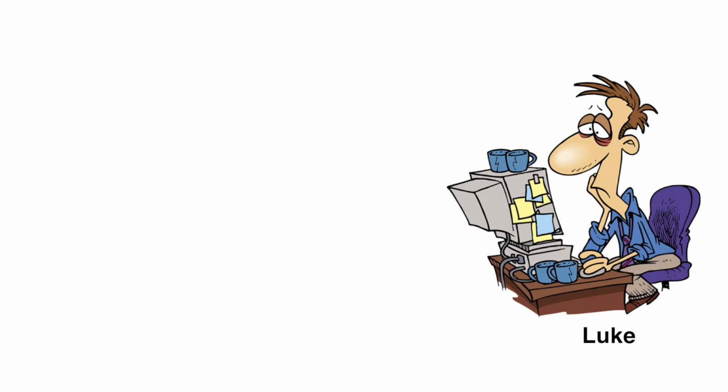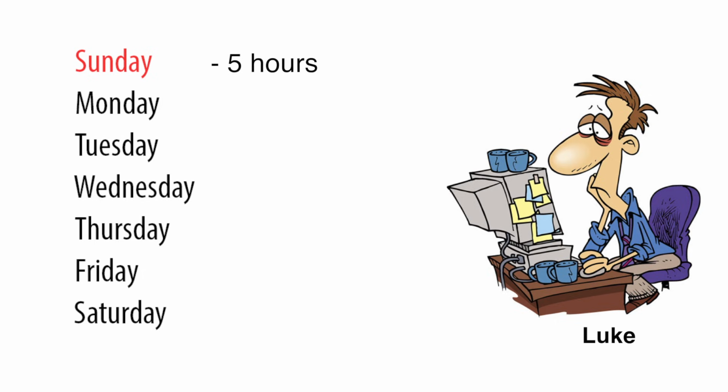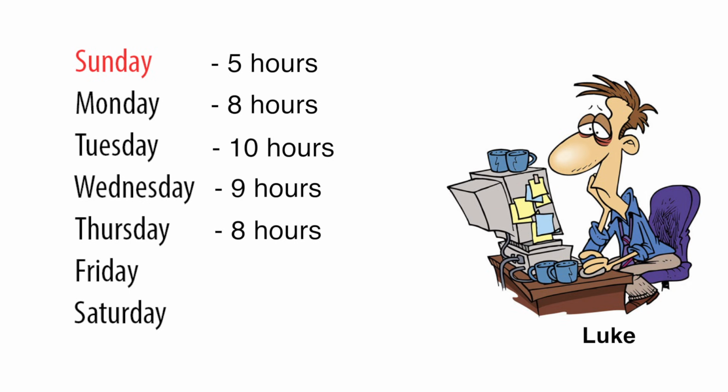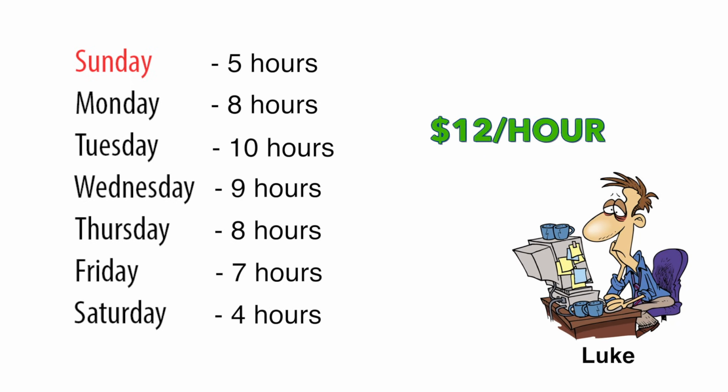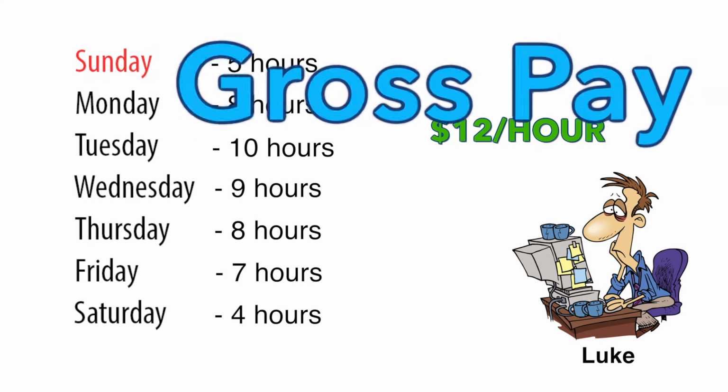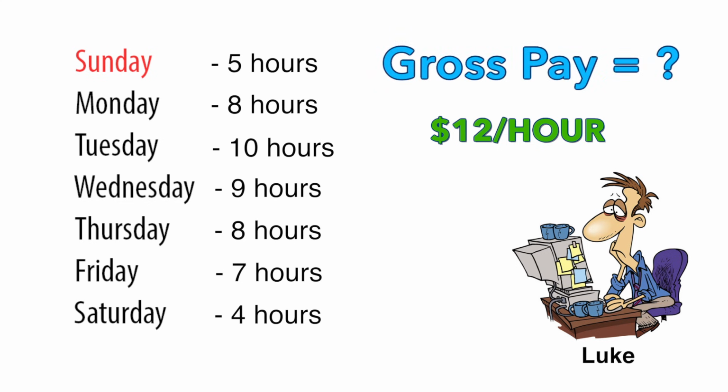Here's an example. Luke works 5 hours on Sunday, 8 hours on Monday, 10 hours on Tuesday, 9 hours on Wednesday, 8 hours on Thursday, 7 hours on Friday, and 4 hours on Saturday. If he is paid $12 an hour, what is his gross pay for this week?